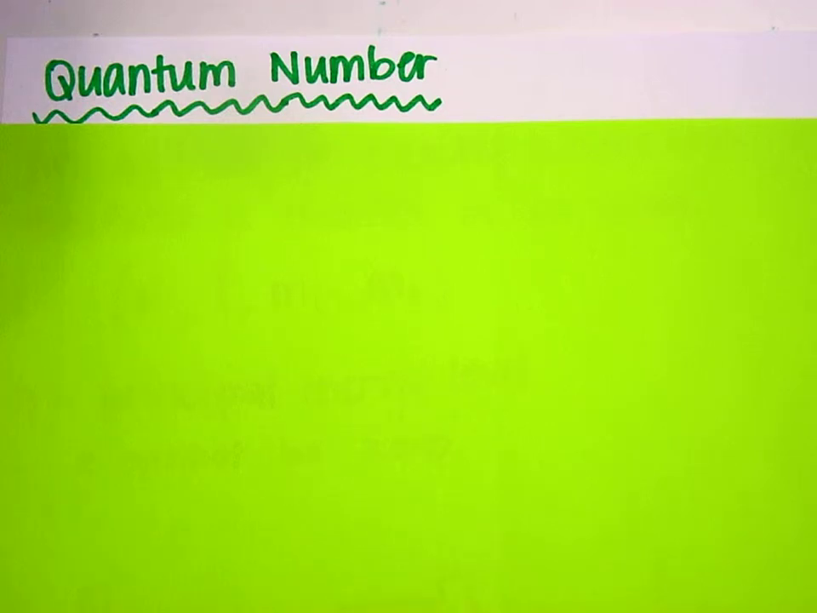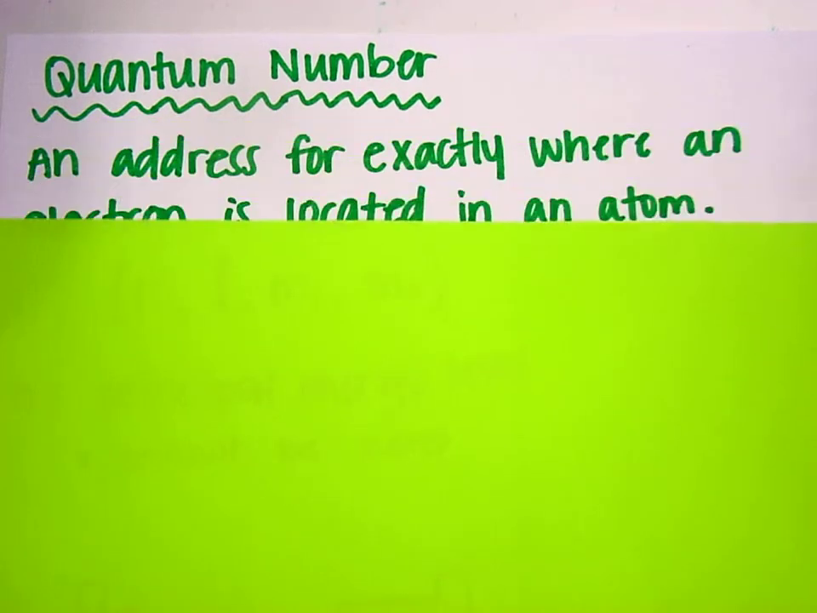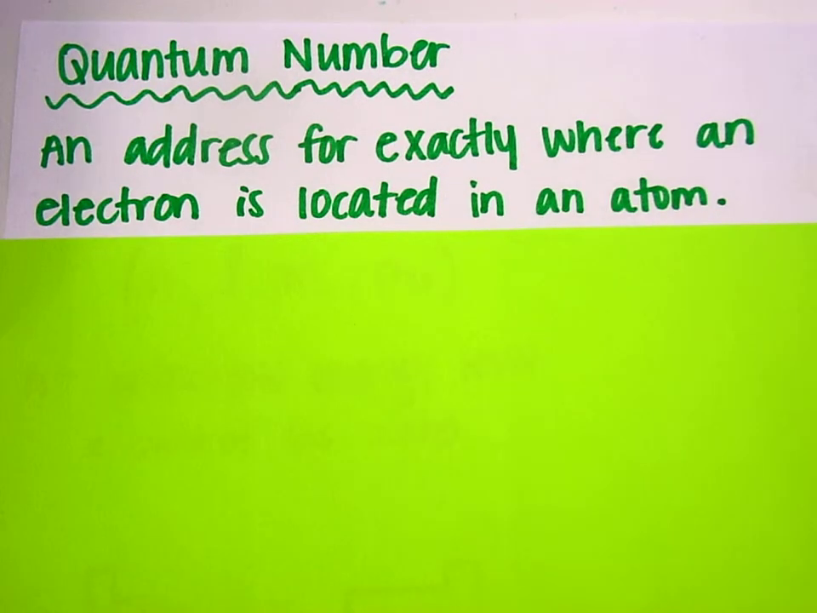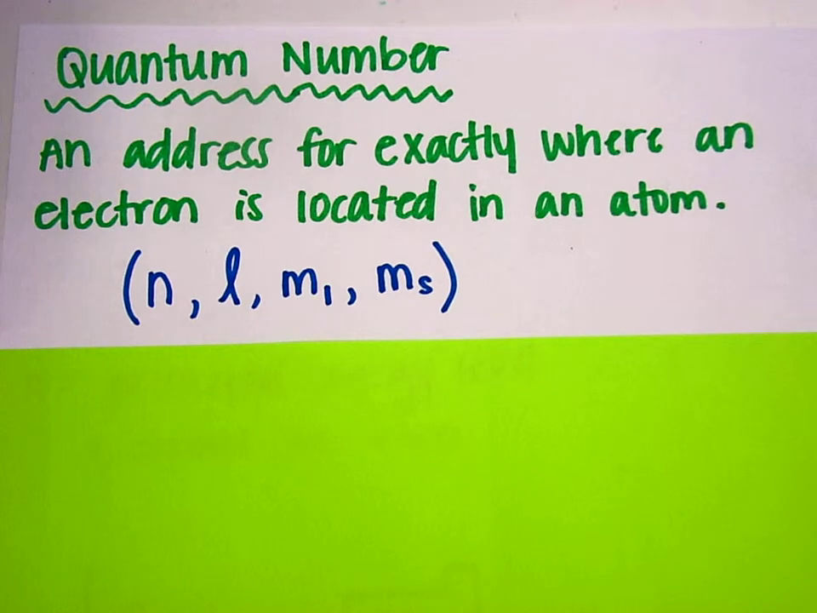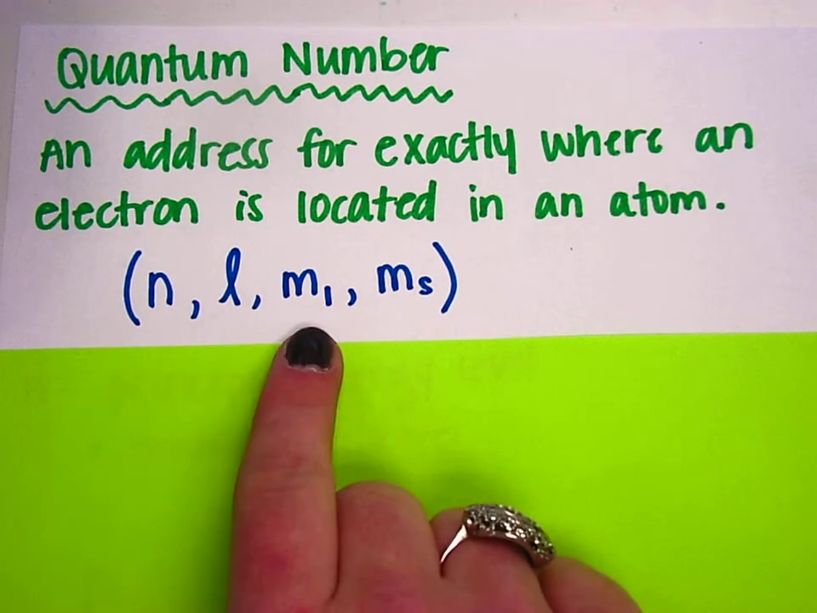Today we're going to be talking about quantum numbers, and quantum numbers are basically just an address for where an electron is located in an atom. So when we're looking at electron configuration with the arrows and the long lists of the element, this is just another way of writing that electron's location. So this is what we're going to be using. There's 4 different variables, and we'll go through each of the 4 variables.